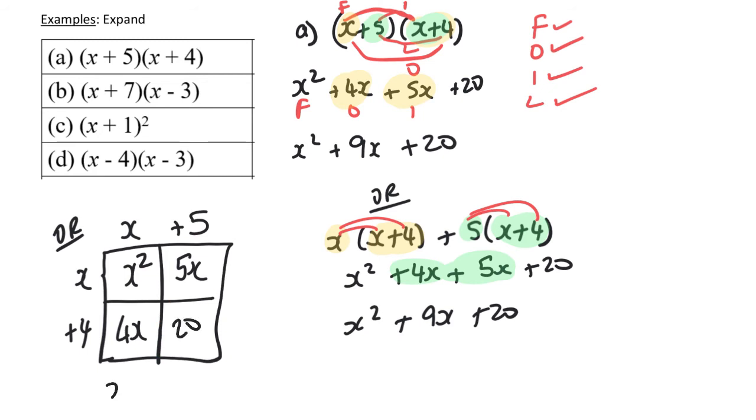And then we've got x squared plus 5x plus 4x plus 20. We can see again that there are like terms of 5x and 4x. They combine to give 9x, which is x squared plus 9x plus 20 for a third time.